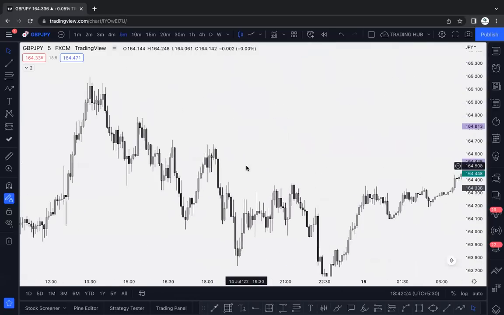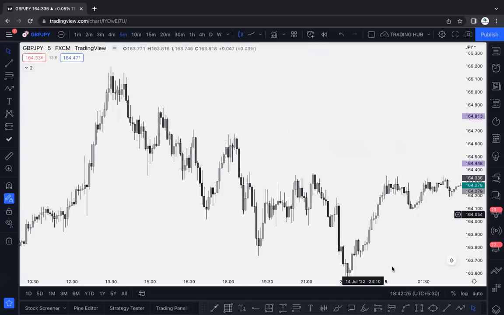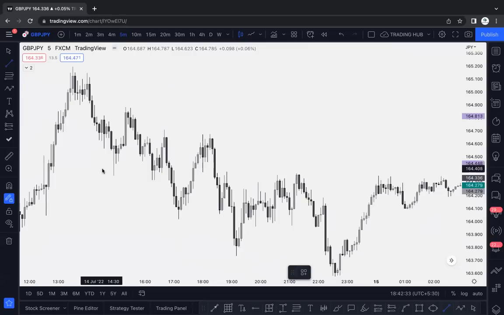Okay. So in this case, I'm showing you a little bit of an example here. At this point, market momentum is bearish. Ignore this previous thing.